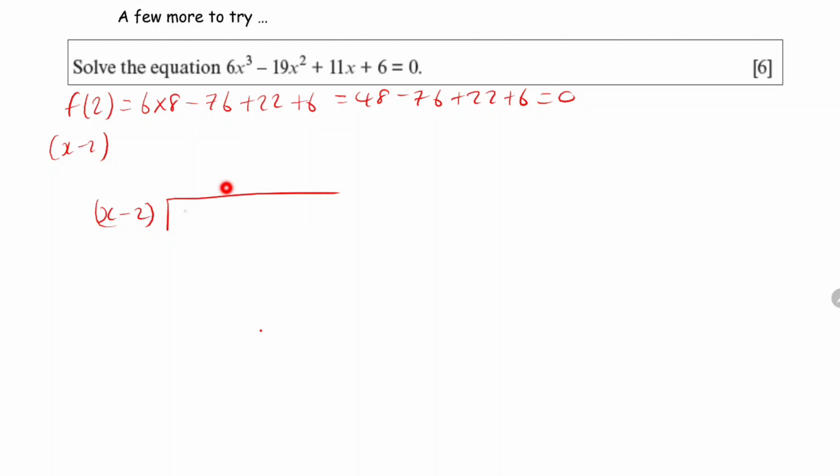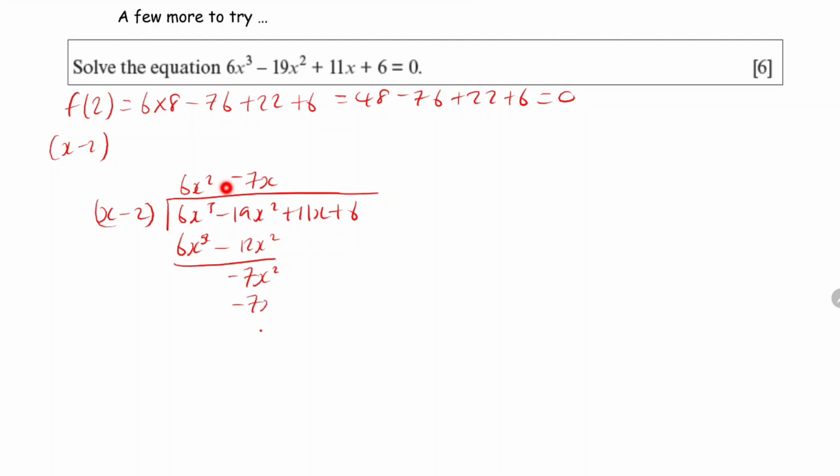Next we divide. We've got 6x cubed minus 19x squared plus 11x plus 6. x goes into 6x cubed 6x squared times. Times 6x squared by both parts here gives us 6x cubed minus 12x squared. Sorry, that should be a cubed. Subtract. Minus 19 minus minus 12 gives us minus 19 plus 12, which is minus 7x squared. Divide. We end up with minus 7x.